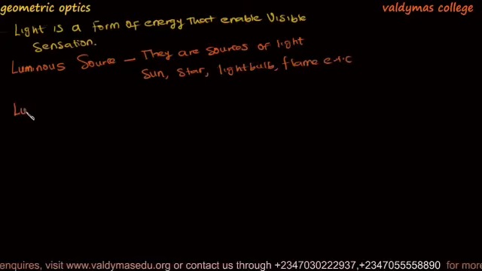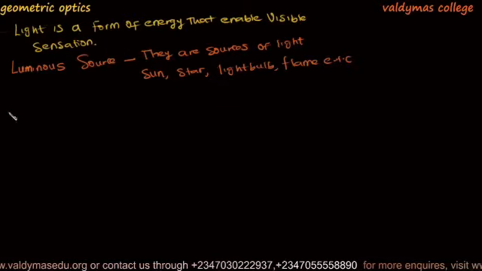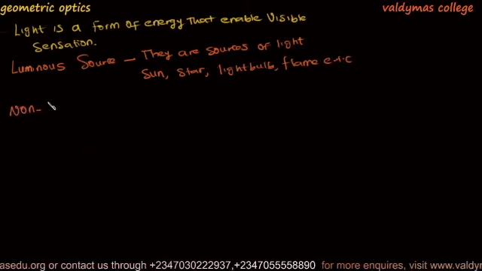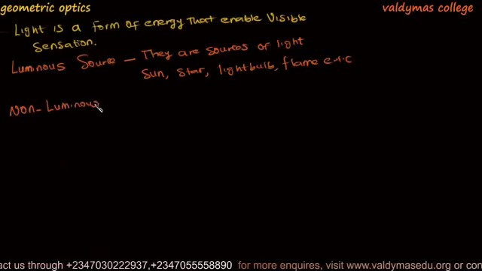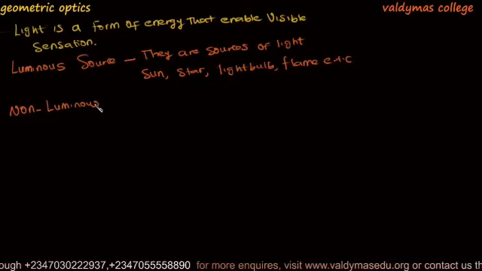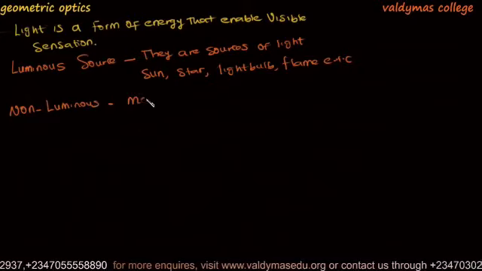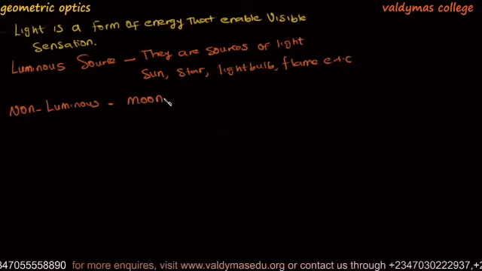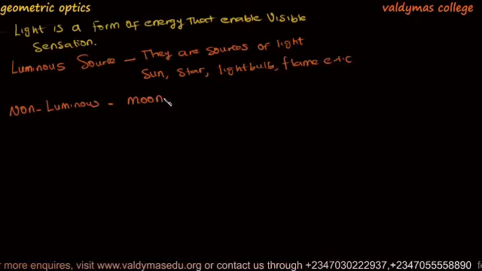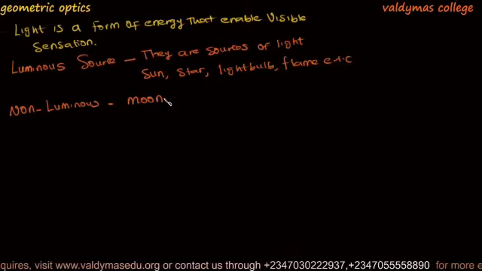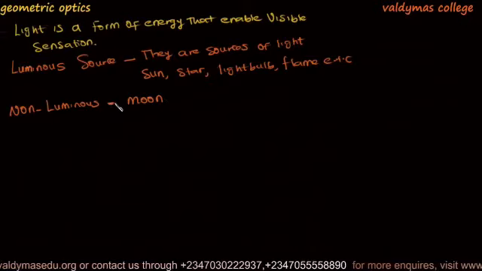But substances that do not produce light from themselves are called non-luminous substances. And that's because you think light comes from them, but they are simply a reflector of light. An example of that is the moon. If you look at the moon, the light that comes from the moon simply comes from the sun, but the moon has a very good smooth surface, so which means it reflects what is coming from the sun.